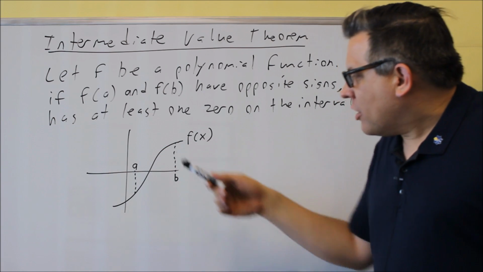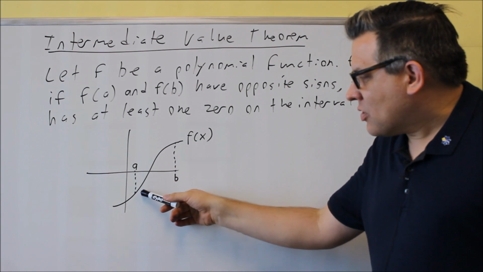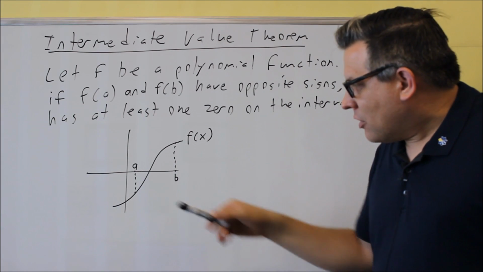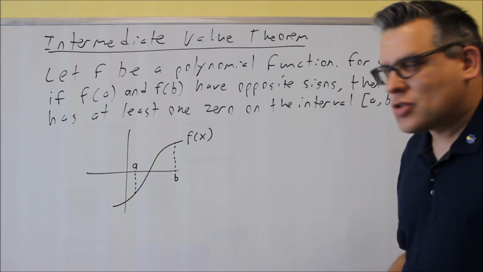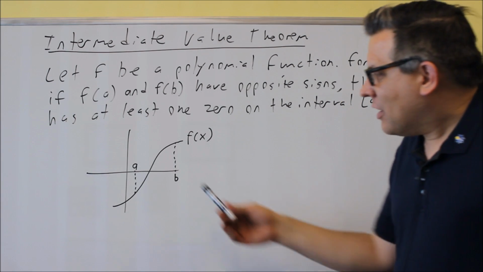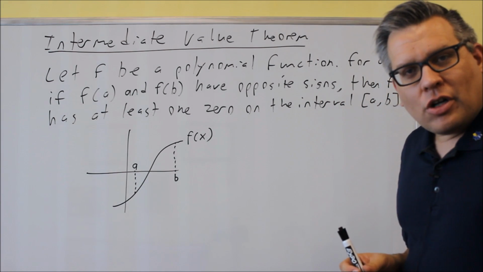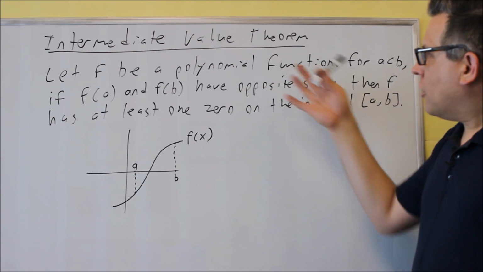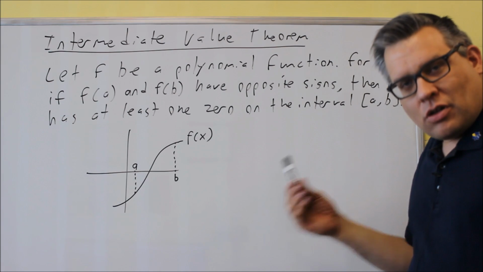So for this picture right here, we know that because this is negative and this is positive, the graph has to cross somewhere between there. So this theorem basically guarantees that there would be a zero somewhere between a and b. So now that you have a chance to take a look at the theorem, let's apply it and look at an example.